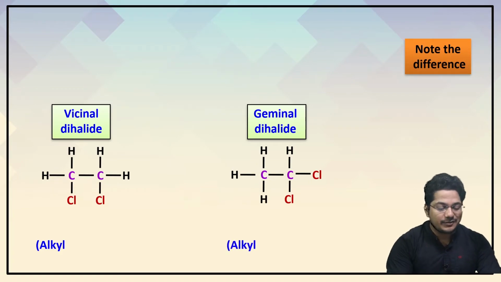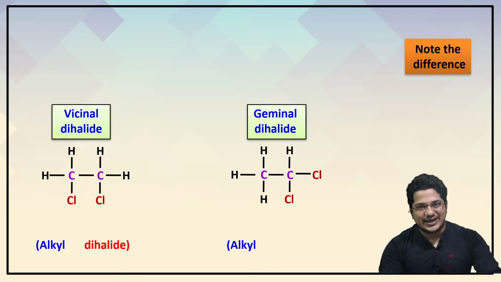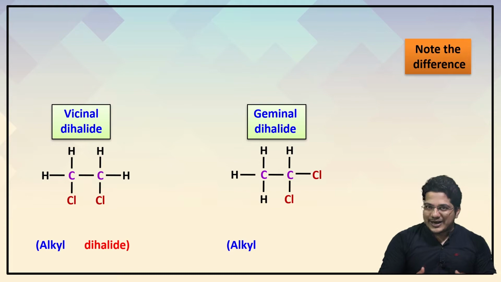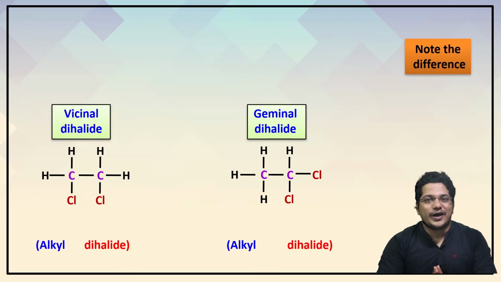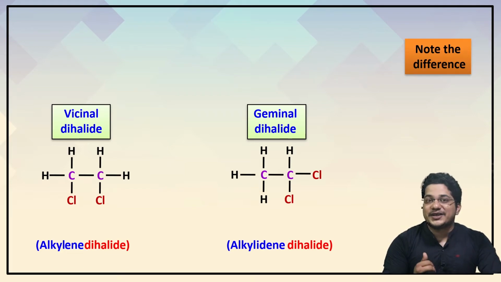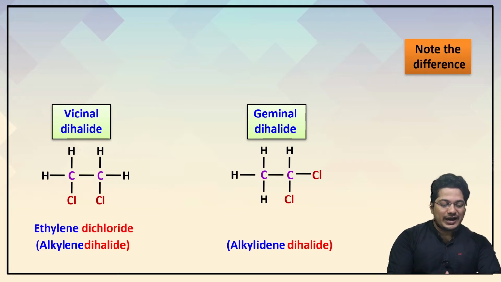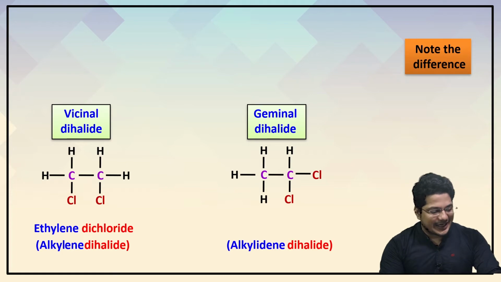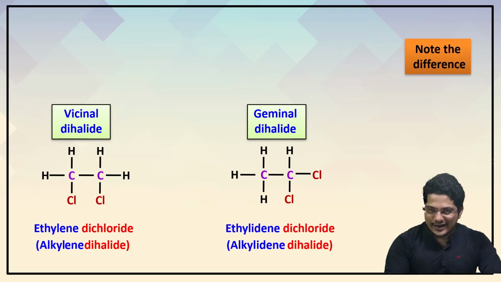So yes, vicinal mein you would have alkyl dihalides. Geminal would be alkyl dihalides again. But then to recognize that yes, first compound is vicinal, second compound is geminal, what you would say? First one is alkylene dihalide, whereas second one is alkylidene dihalide. So pehle wale compound ka, that is vicinal, what would be the name? The name would be ethylene dihalide or alkylene dihalide. Secondly, the next name would be ethylidene dichloride or dihalide.